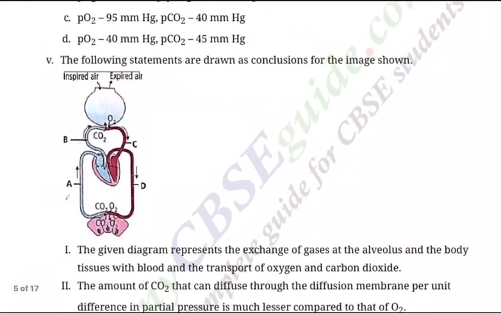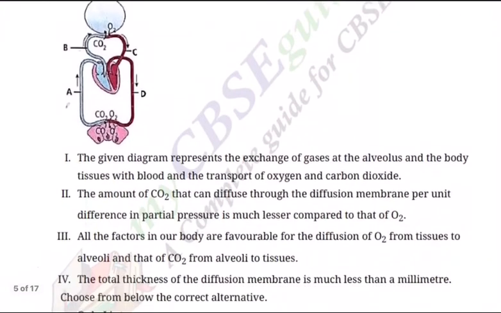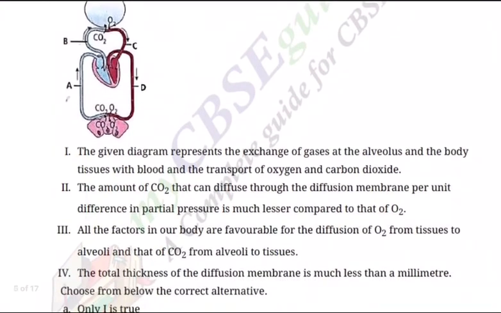Next, a diagram-based question. The following statements are drawn as conclusions for the image shown. So mostly it is a double circulation. Inspired air, exhaled air, and of course you have got labeling as A, B, C, D. The first one: the given diagram represents the exchange of gases at the alveolus and the body tissues with the blood and transport of oxygen and carbon dioxide. Statement 2. The amount of CO2 that can diffuse through the diffusion membrane per unit difference in partial pressure is much lesser compared to that of O2.